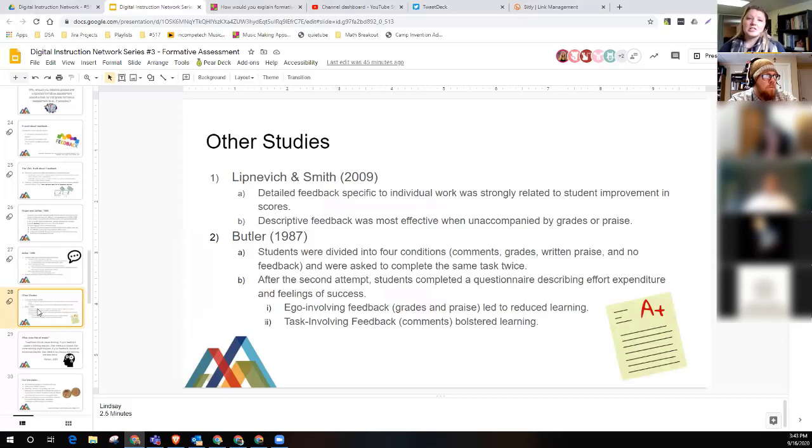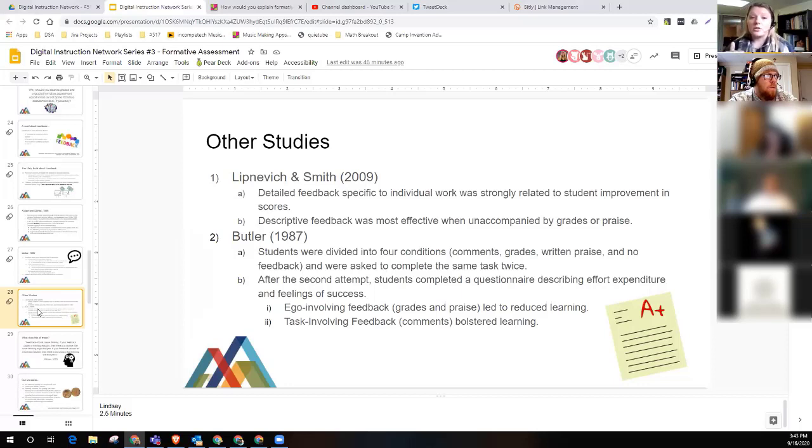Additional studies, such as the one by Lipnovich and Smith, have had similar outcomes. Detailed feedback was strongly correlated with increased student improvement. Praise and grades were a bit more nuanced, but they found that descriptive feedback was the most effective when it was unaccompanied by grade or praise.